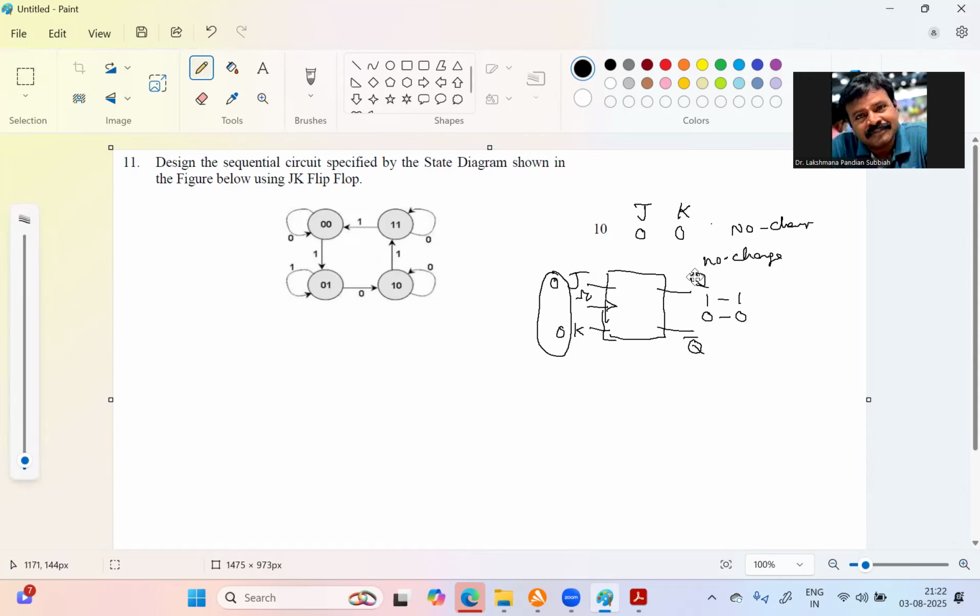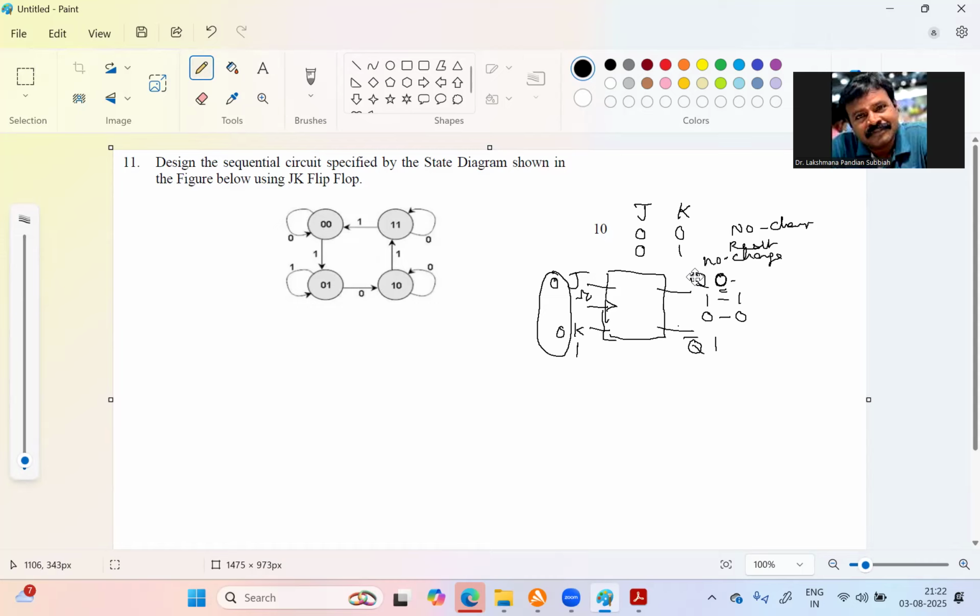So the current Q is retained when you apply the clock. Next is J 0, K 1. If you set K to 1 with J at 0, definitely Q is going to be 0. That is called reset. So we now have the reset: Q is 0 and Q bar is 1.